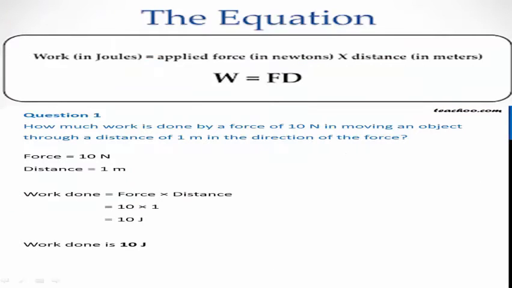Let's take one problem on work. How much work is done by a force of 10 Newton in moving an object through a distance of 1 meter in the direction of the force? Here in this problem, force is given to us, that is 10 Newton, and distance is given to us, that is 1 meter. With these two given data, we have to calculate the work done. Now we have to apply a simple formula of work done, that is force multiplied with distance.